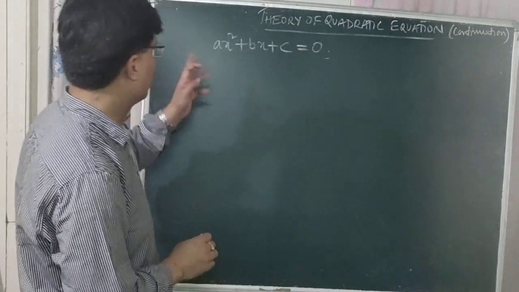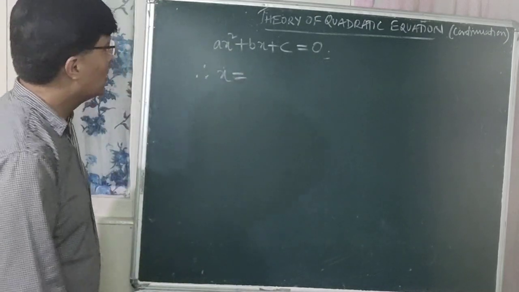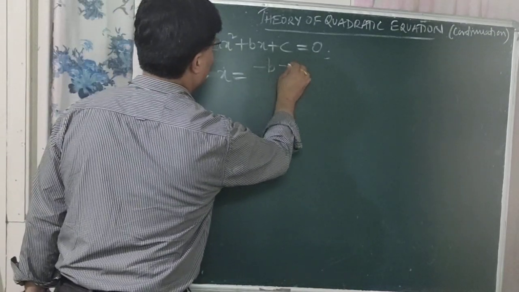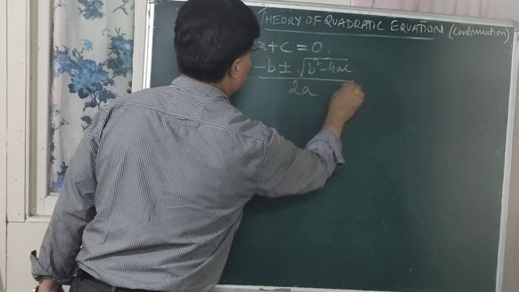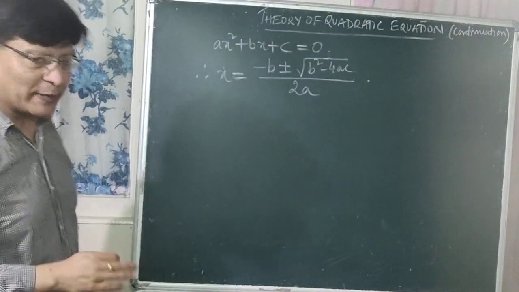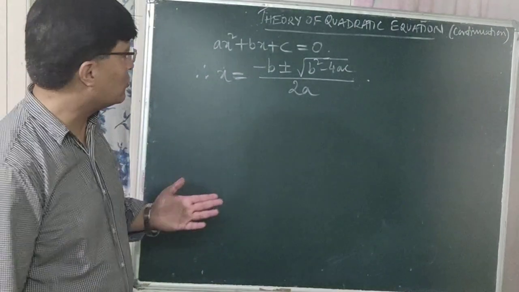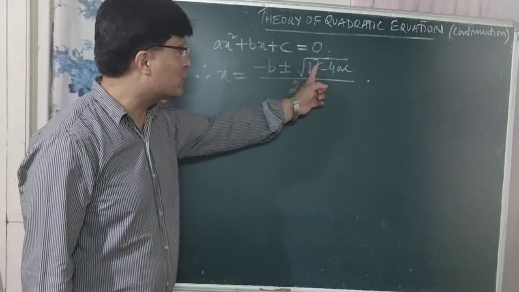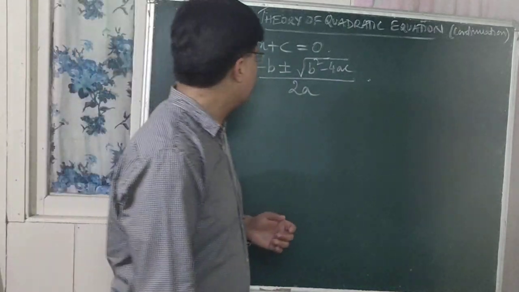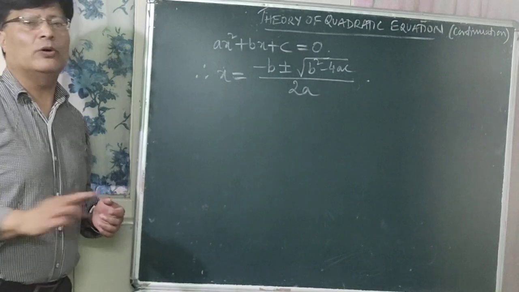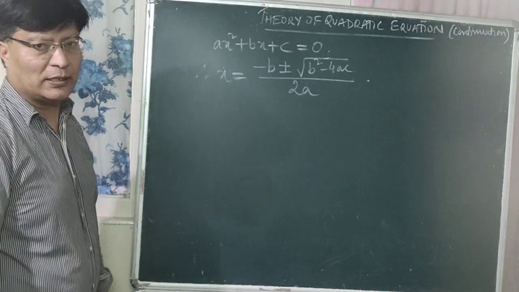Right? So now, what is Sridhar Acharya's formula? That means what are the roots of x? The roots of x are minus b plus minus root over b square minus 4ac, whole divided by 2a. That is, x is expressed in terms of a, b and c. There are two roots of x. What is one of the roots? It is x is equal to minus b plus root over b square minus 4ac, whole divided by twice a. And what is the other root? x is equal to minus b minus root over b square minus 4ac, whole divided by 2a. These are the two roots of the given quadratic equation.